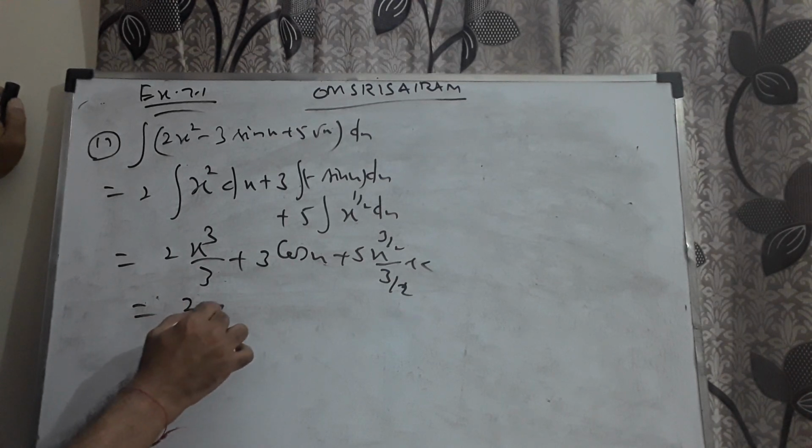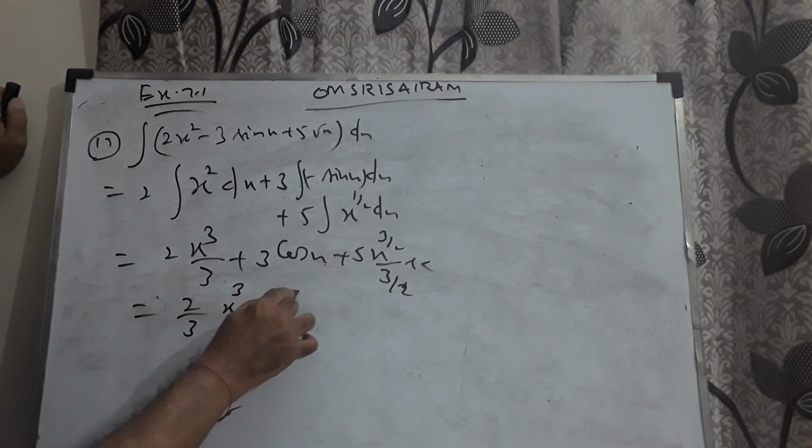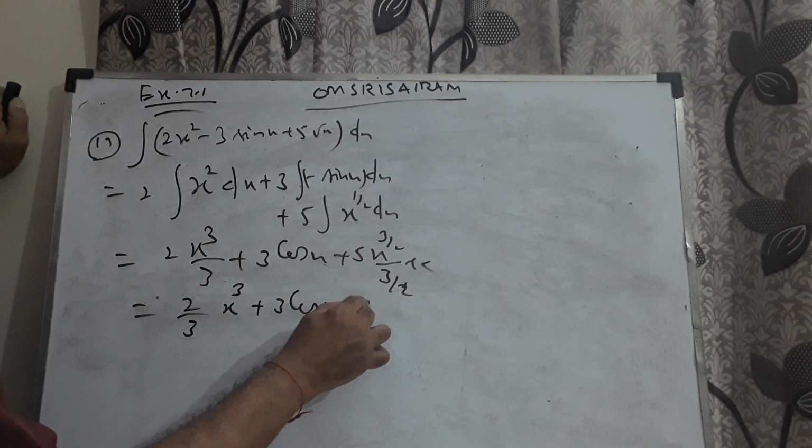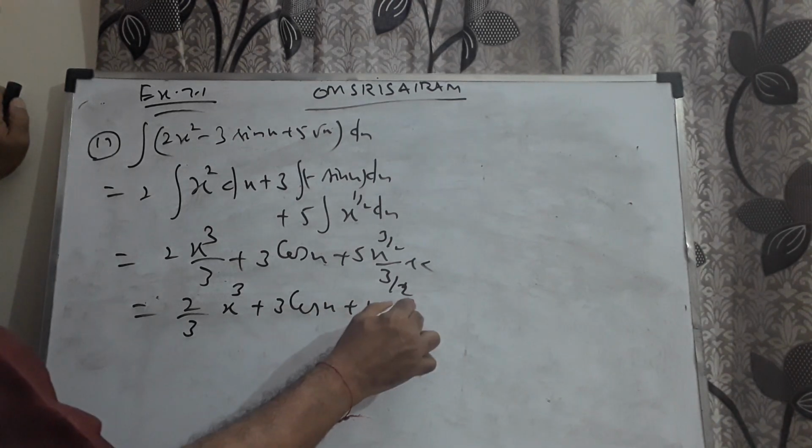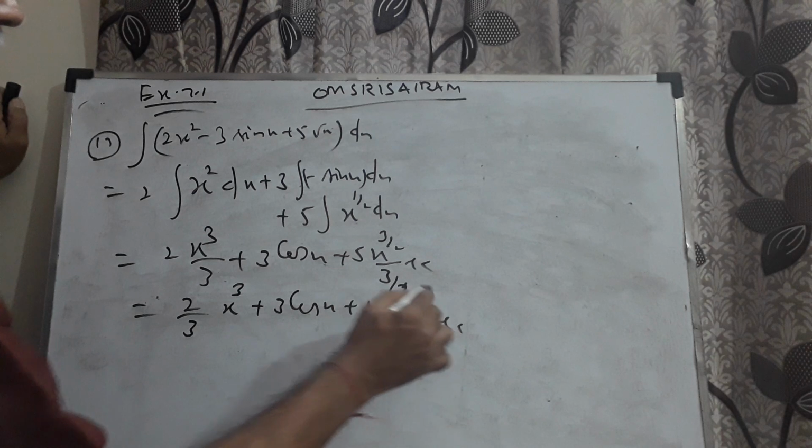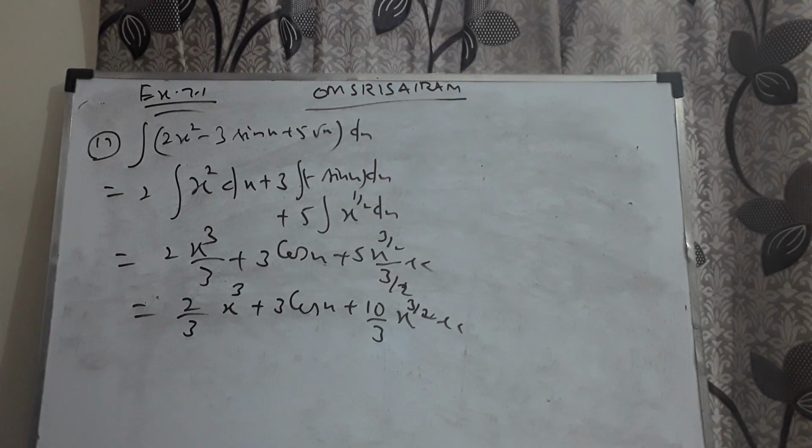Here it will get reduced to 2 by 3 x cube plus 3 cos x plus I'll get it to be 10 by 3 x power 3 by 2 plus c. Let me just explain once again.